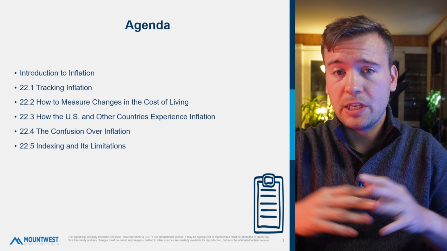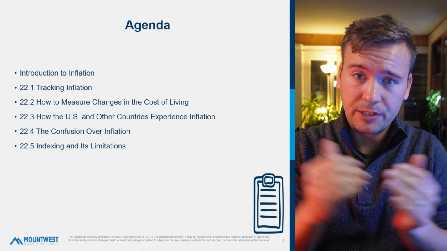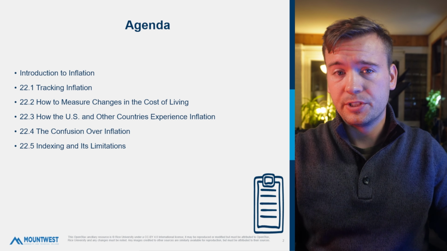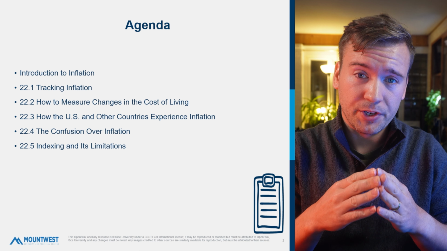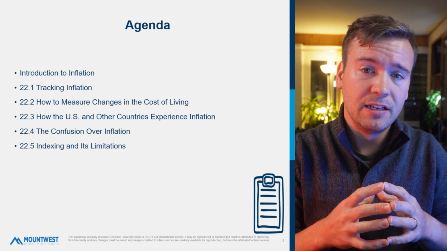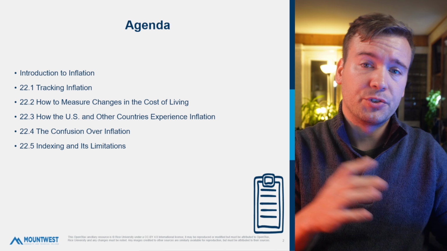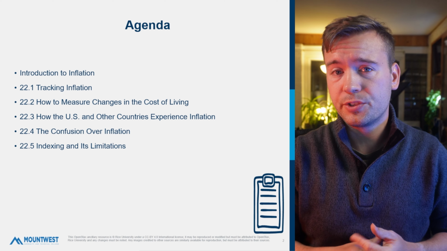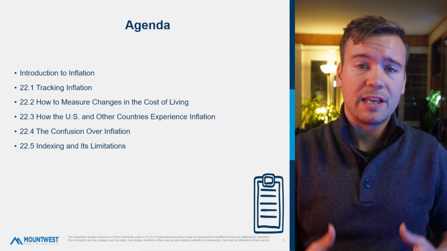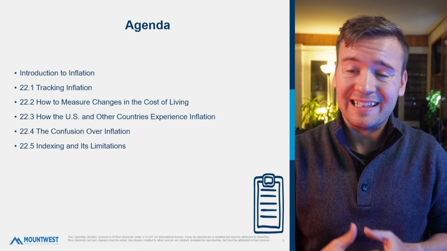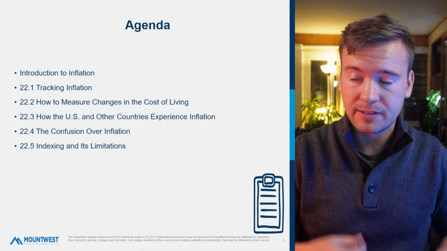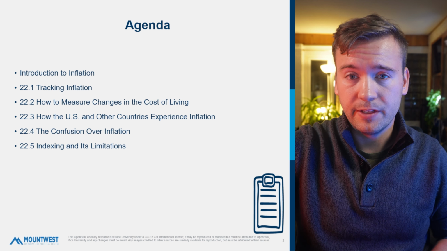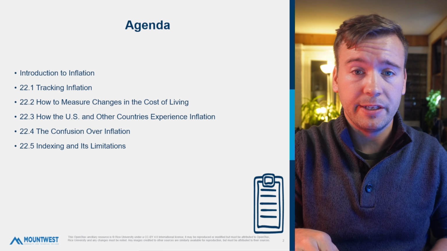All right, so in this chapter, we're going to cover these topics. We're going to start with the introduction. We're going to talk about how to track and measure inflation using various methods. We'll explore how inflation manifests in the United States and in other countries, including historical and global perspectives. We'll look at common misconceptions and confusions surrounding inflation, and we'll examine the concept of indexing and its limitations in mitigating the effects of inflation. All right, this video is only going to cover the introduction.